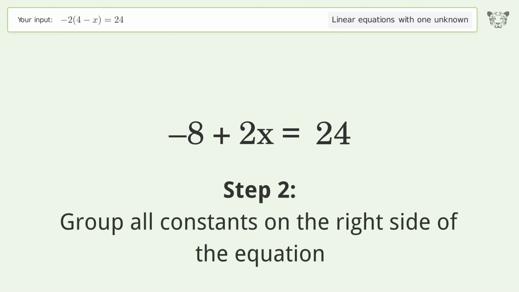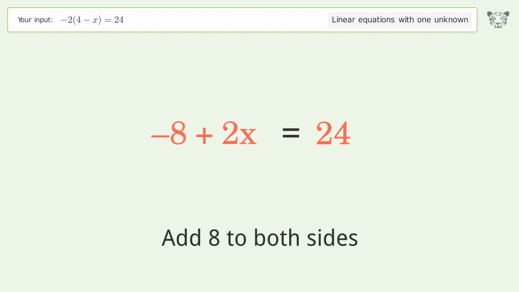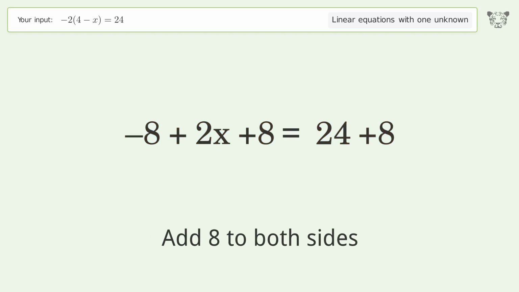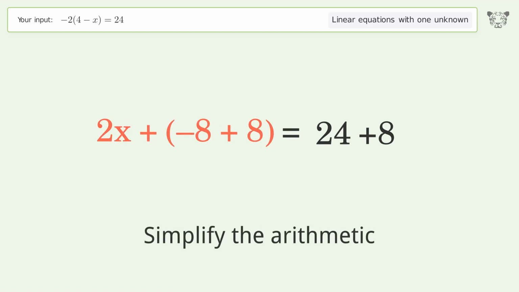Group all constants on the right side of the equation. Add 8 to both sides. Group like terms. Simplify the arithmetic.